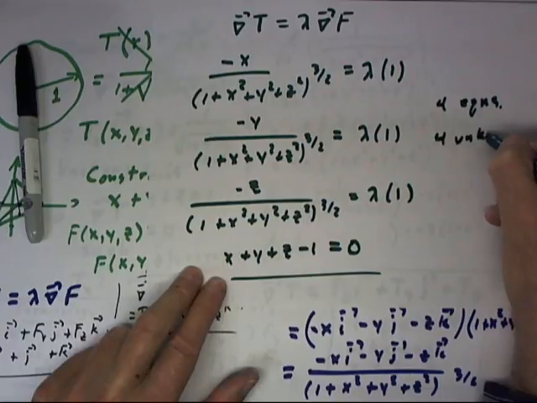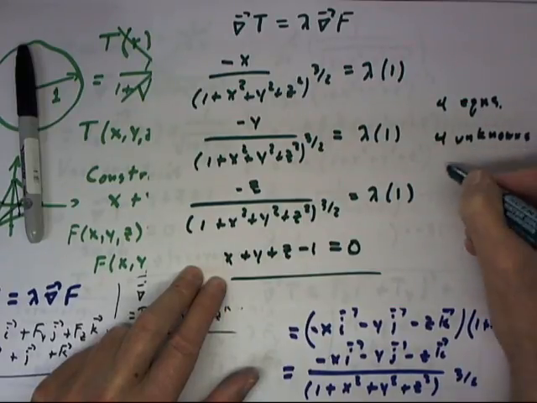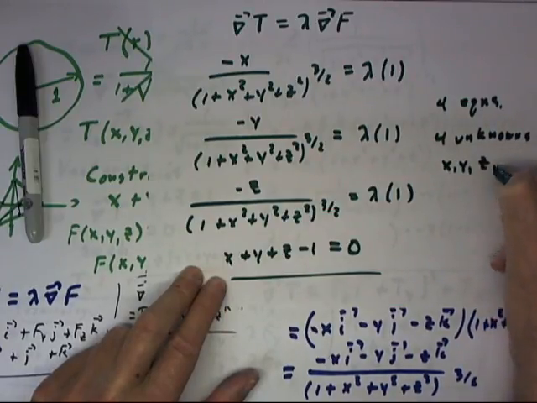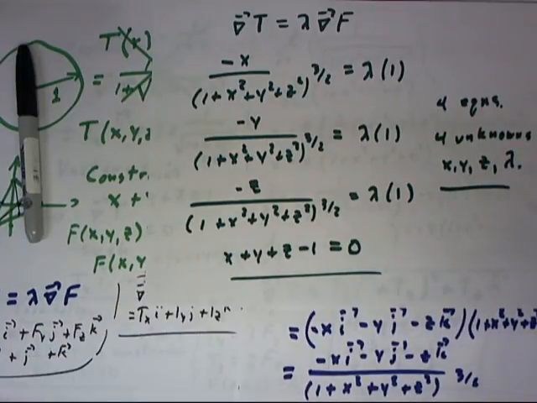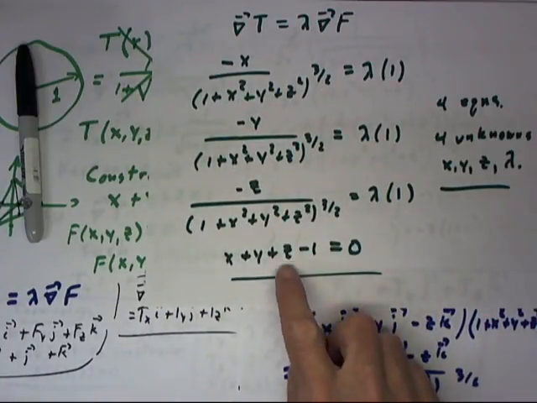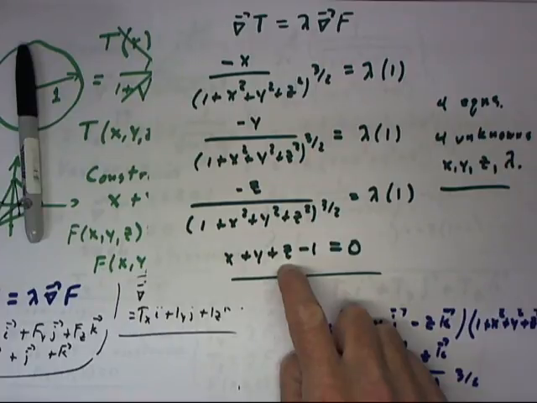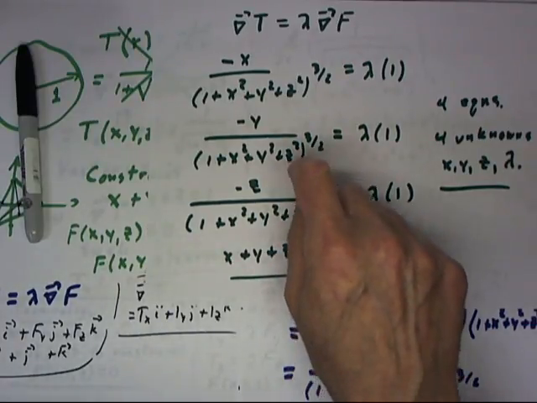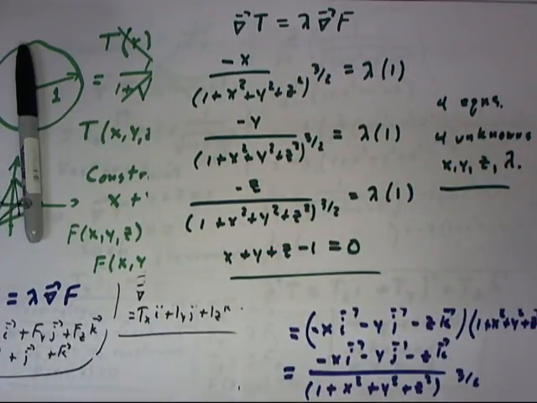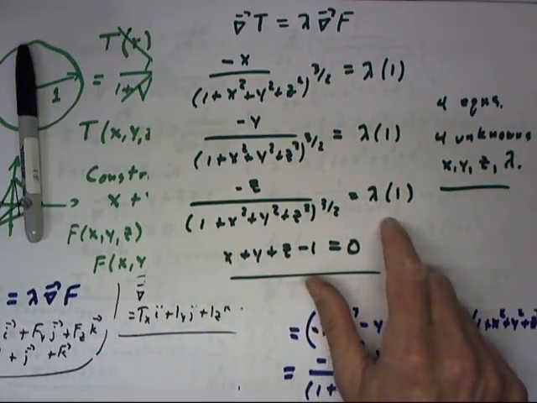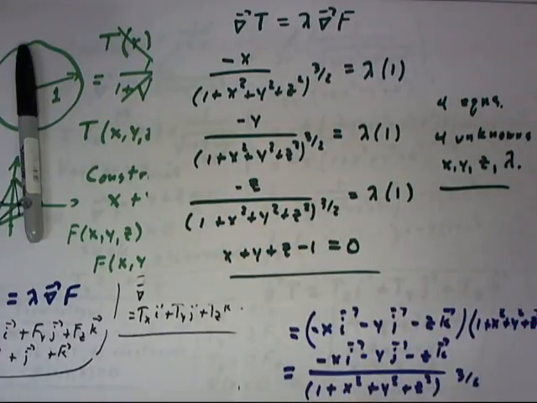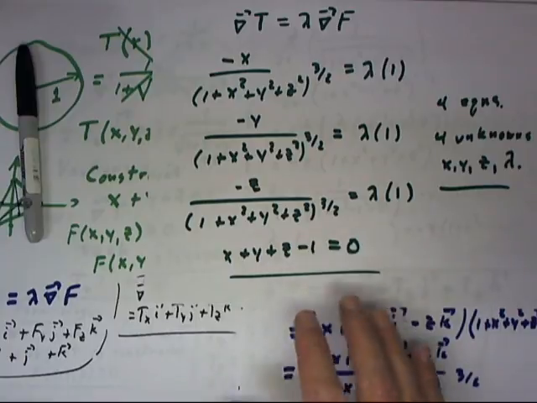Now we have 4 equations, 4 unknowns, x, y, z, and lambda. Now these equations could be solved by brute force. For example, we could solve this equation for z, plug that in for z here, and z here. Then we would have 3 equations in x, y, and lambda, and we could proceed to attempt to solve those 3 equations. However, there's a much easier way in this case.